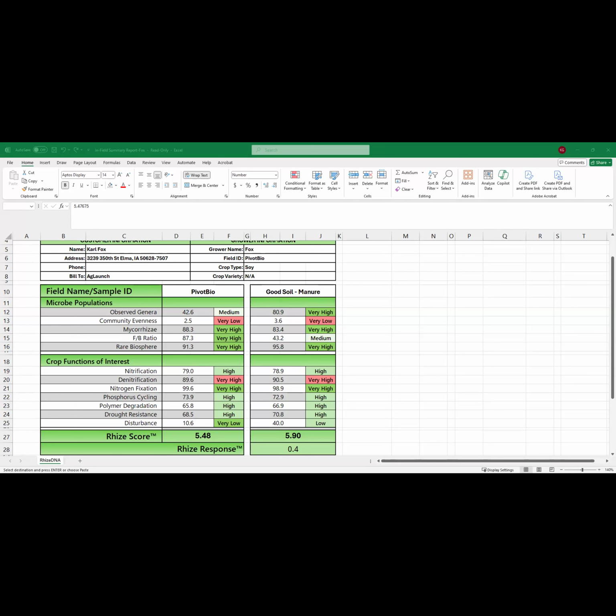And then I think, as I had mentioned before, if there was a recent manure application, and the manure is not fully digested, we often see higher denitrification occur in those systems, which is what we're seeing here. At least there's no major change between the Pivot Bio field and the good soil manure. I'm not sure if Carl had applied manure to that other field as well, but that's the typical response that we see with denitrification.